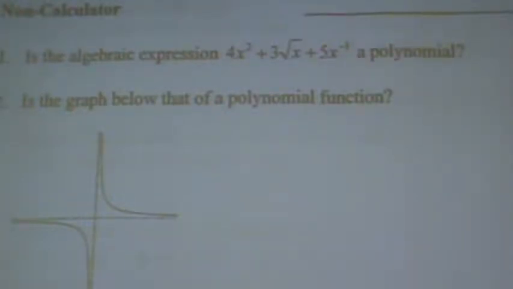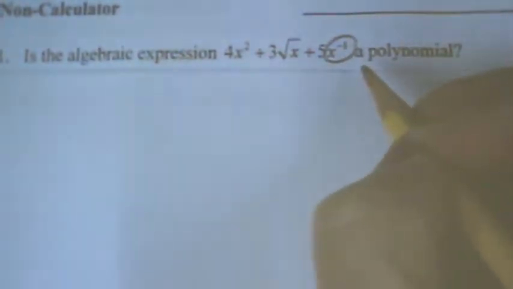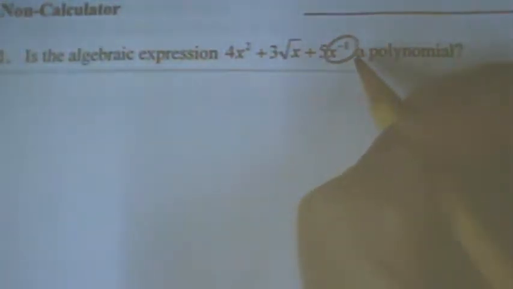Okay, for question number 1, it says, is the algebraic expression a polynomial? The answer is no. Polynomials cannot have these two things. No variable will have either a negative or a fractional or a decimal exponent.